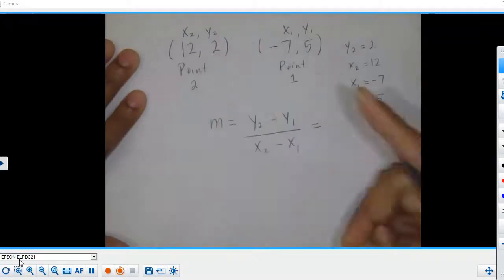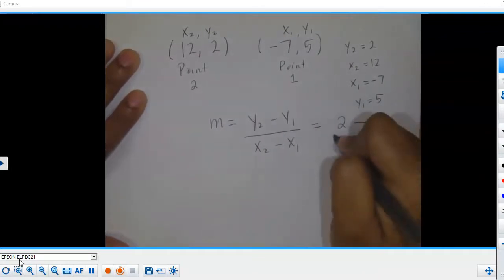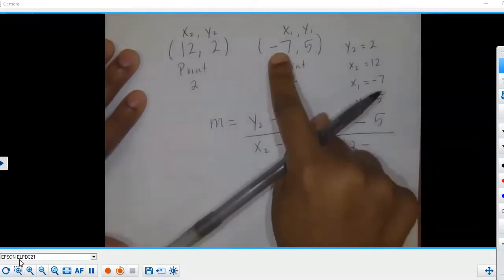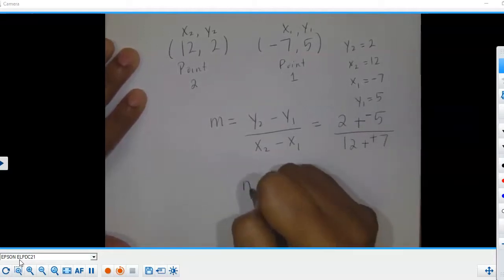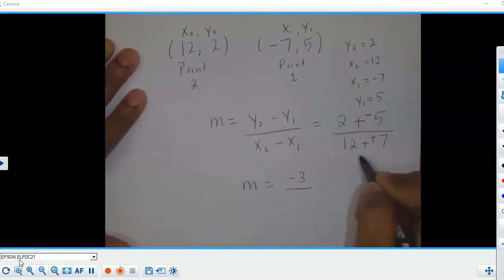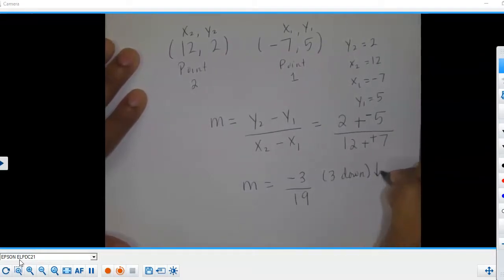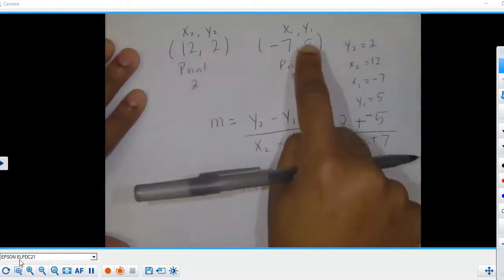Okay, so y2 is 2, minus y1 is 5, x2 is 12, and x1 is again negative 7. So you have that double negative, okay? And then this one I'm going to change to a plus, and I'm bumping it back. Or use your calculator. So the slope is, this is negative 3 over, and then I have 19. So what's the address? 3 down, because the 3 is negative, and then 19 units to the right. And what does that mean again? That's how I move from this point to this point, okay?